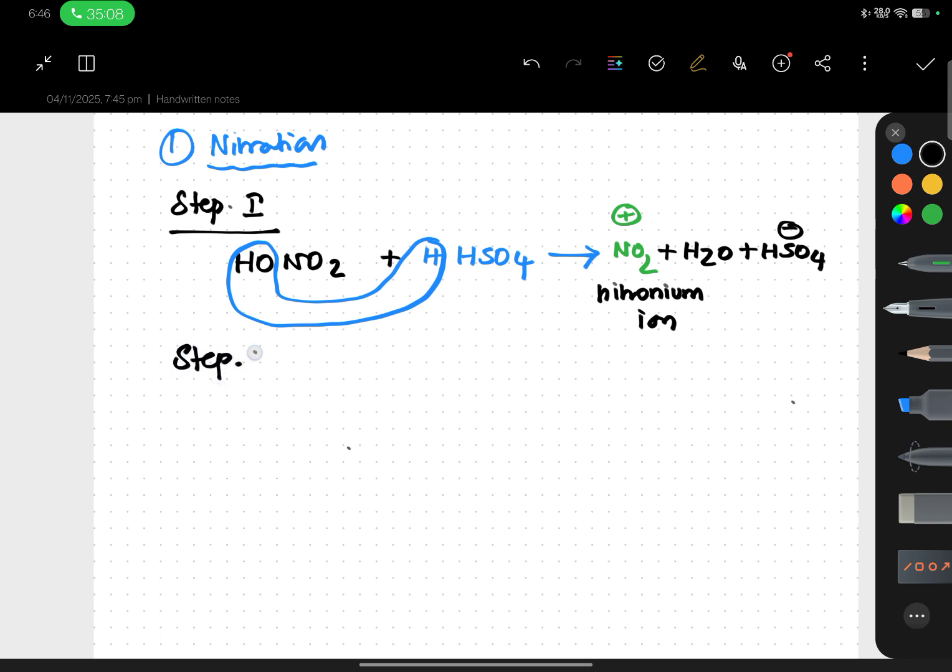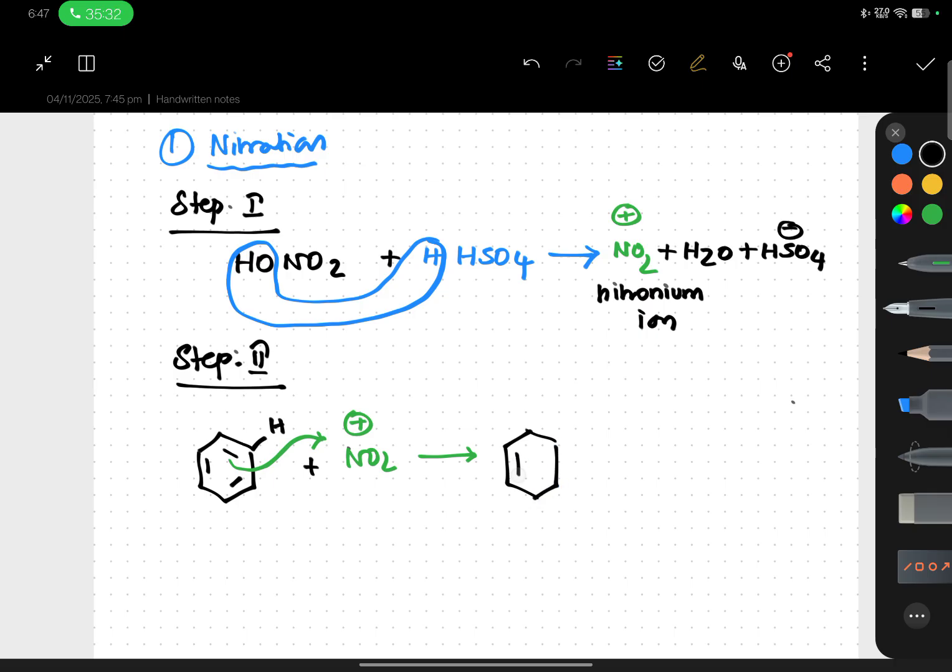Step 2. What is step 2? Arenium ion mechanism. Correct. So treat it with NO2. The electron from the benzene ring will attack, not the reverse. So what will happen? Draw the benzene ring. The double bond is here. Hydrogen is here, and NO2 is attached. But there is a positive charge here.